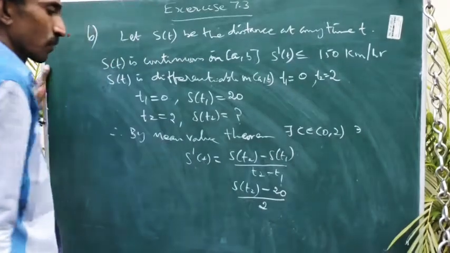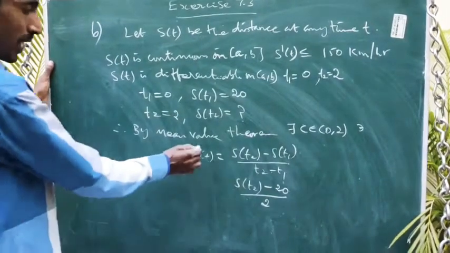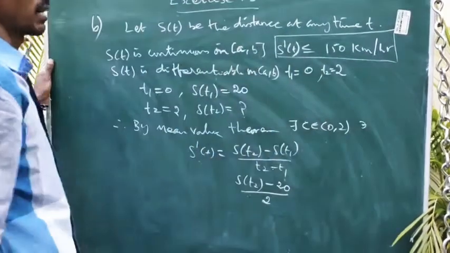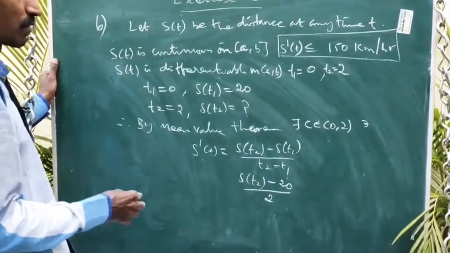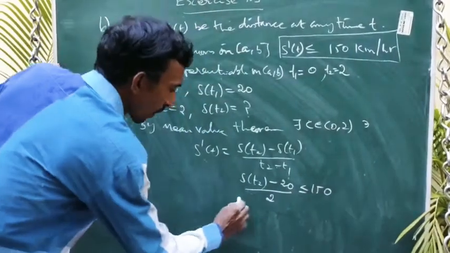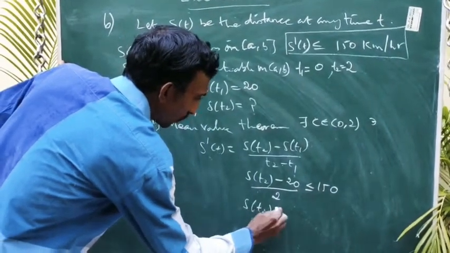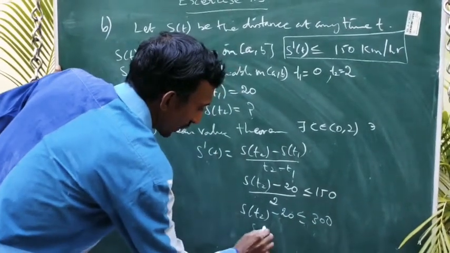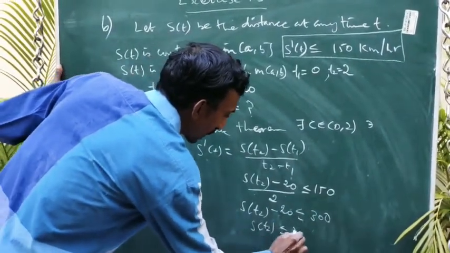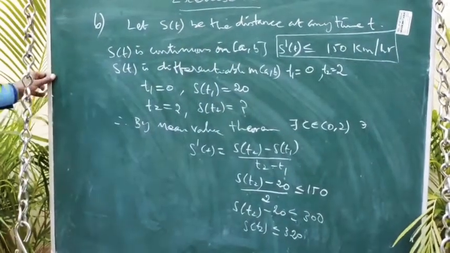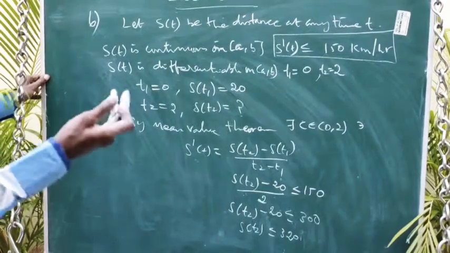which is, look my dear student. So s dash of t initially given, it never exceeds 150 km means less than or equal to 150. So this value less than or equal to 150. So s of t2 minus 20 less than or equal to 300. So s of t2 less than or equal to 320. Okay. So less than or equal to 320 means what is the maximum?